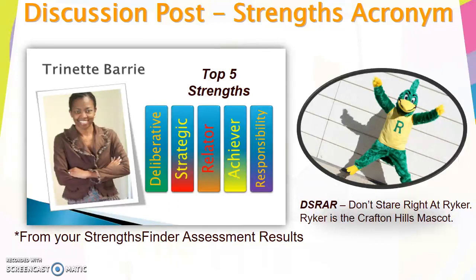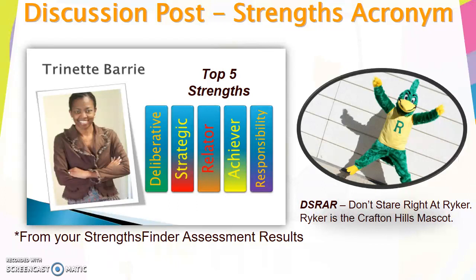What I would like you to do in this assignment is create an acronym to help you remember and explain your top 5 strengths. In my example, that would be D for deliberative, S for strategic, R for relator, A for achiever, R for responsibility. DSRAR. I made up the sentence, "Don't stare right at Riker."